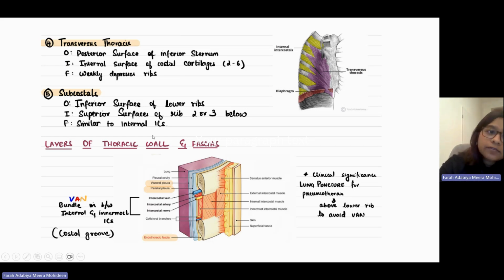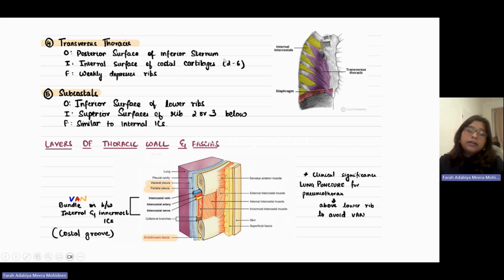The fifth muscle that we are going to talk about is the subcostals. Origination is, again, in the lower ribs. It's not like the transversus thoracis, which is on the upper part. Subcostals start from the inferior surface of the lower ribs, and they insert into the superior surfaces of the ribs below, like 2 or 3 ribs below, right? And their function is very similar to the internal intercostals.